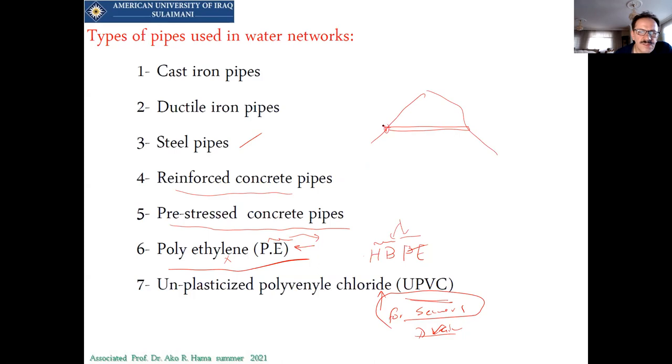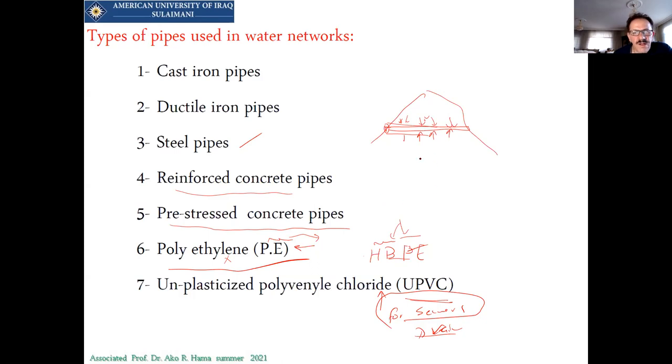So pre-stressed concrete is used in a case where we have, for example, a load on the pipes, and we just want to prevent deflection. High density polyethylene is okay too. It's a very good pipe, but somehow it's elastic. And when we have a very high load on it, the pre-stressed concrete will be used in that case.